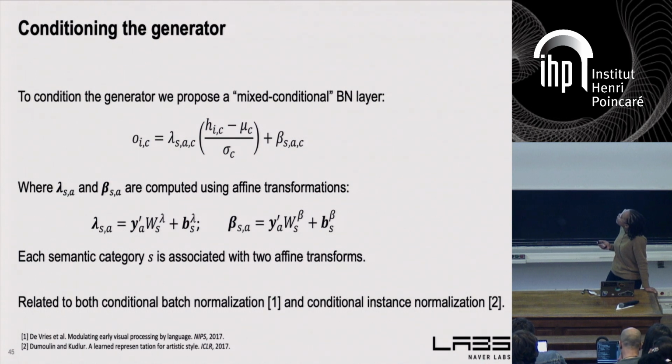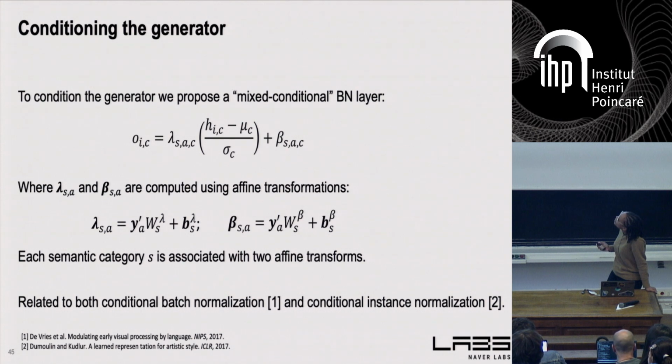So how does that happen? If you take all these lambdas, as I mentioned, one lambda per channel, and stack them into a vector, you have a vector with C elements, where C is your number of channels. And you compute this using affine transformations. Basically, for every semantic category, I have two affine transformations associated with them. One gives me the lambda parameters, and one gives me the beta parameters, okay?